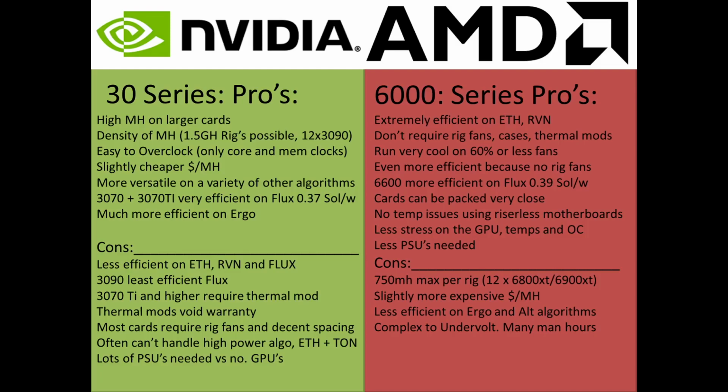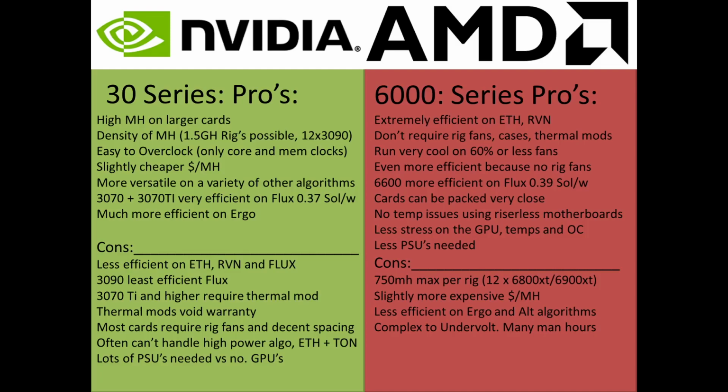You probably, for a 6800, could set it at 40% fans. That's what I have mine at, I think, or maybe even 30, with no rig fans at all. So they're great. They're even more efficient because there's no rig fans.